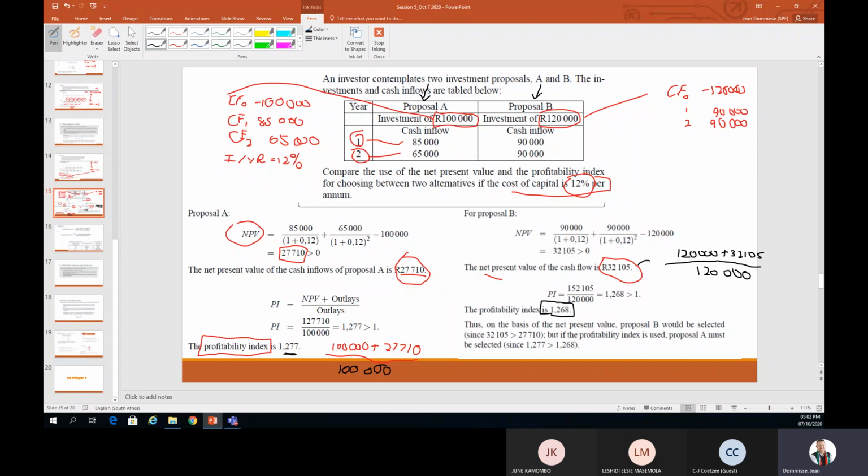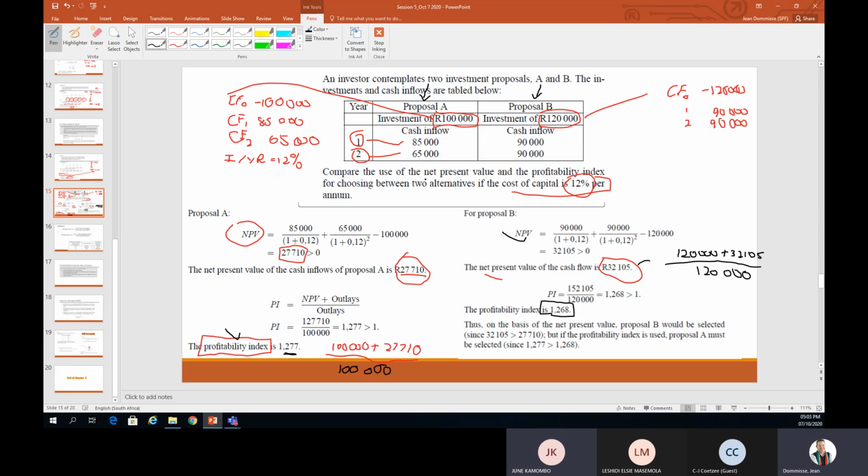So again, if this was from an exam point of view, they would ask you which one to choose according to the profitability index, and then you would go for proposal A. If I ask you to choose the one that has the biggest net present value, it is this one. If I ask you which one is best according to the profitability index, it is this one. So depending on what they're asking you, you can actually have different answers. So it is important to note what they are asking.